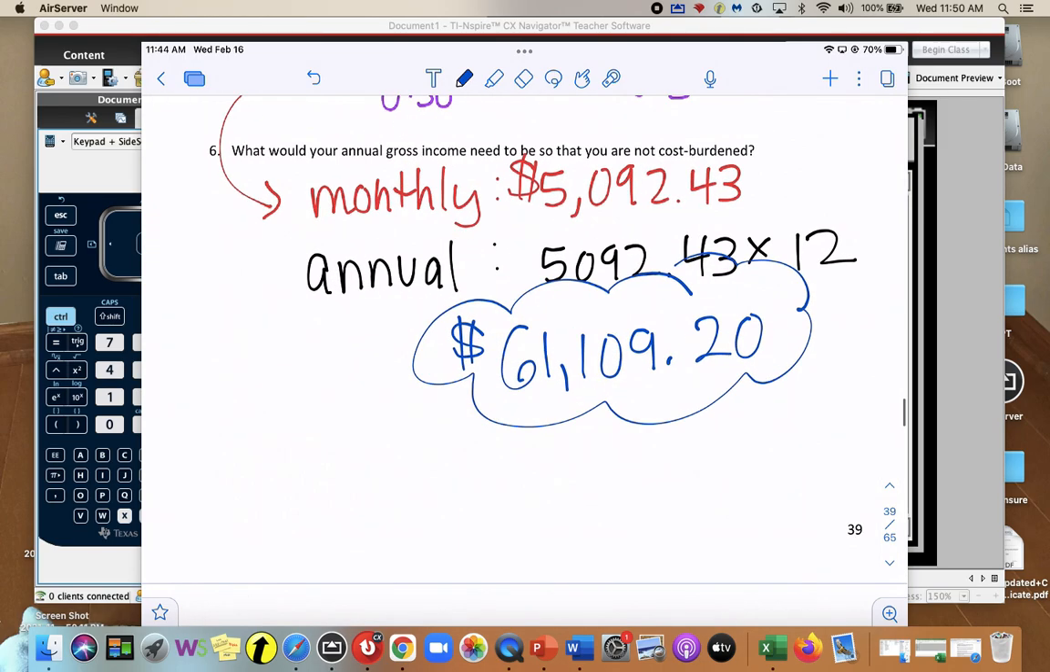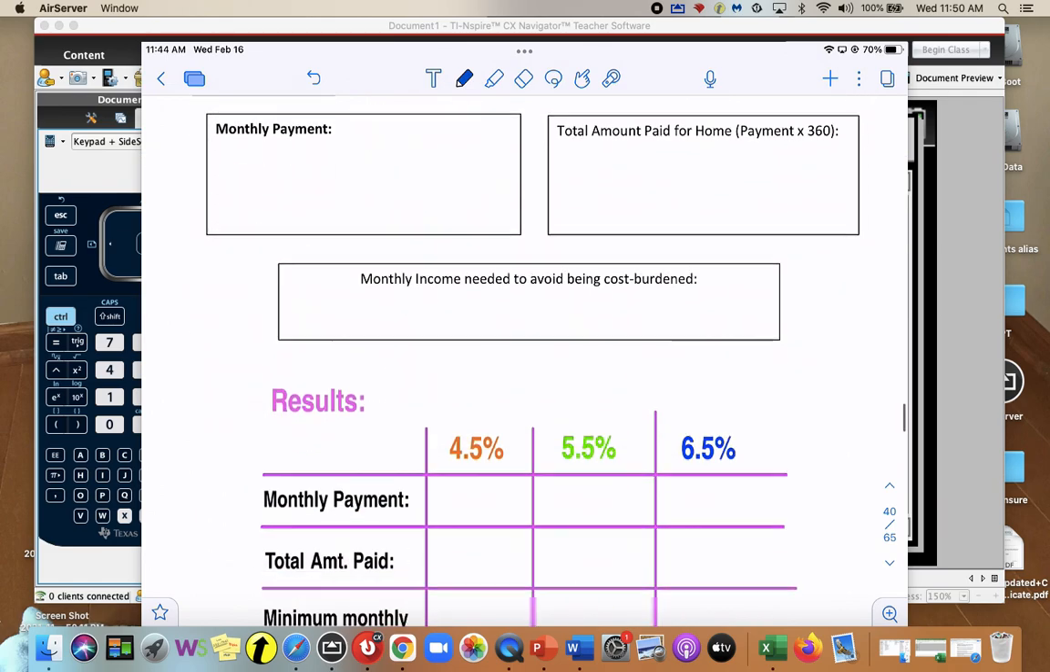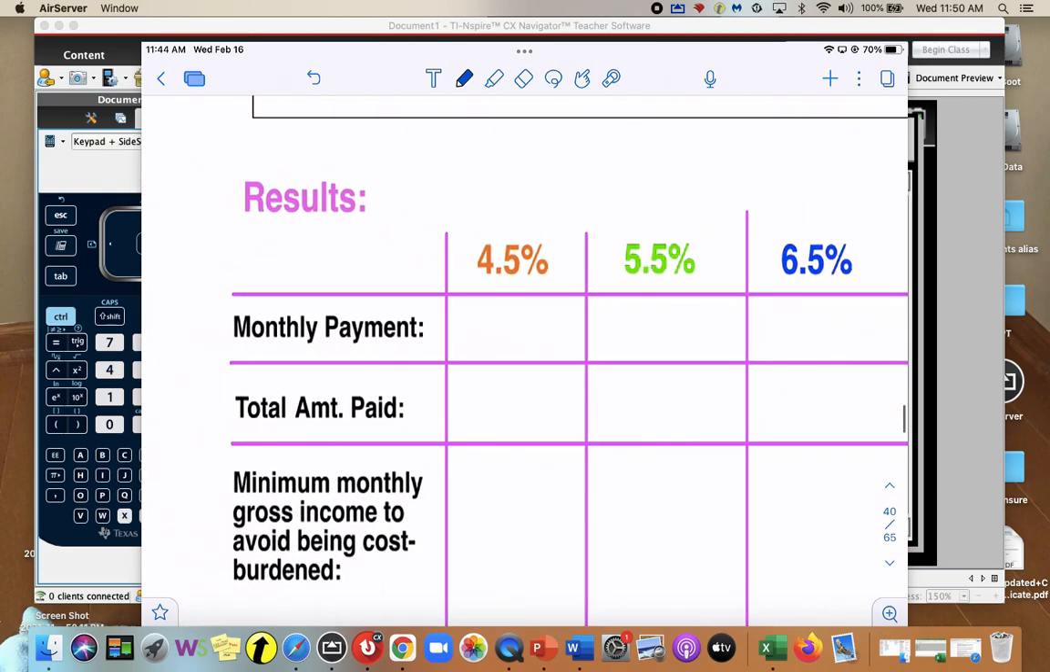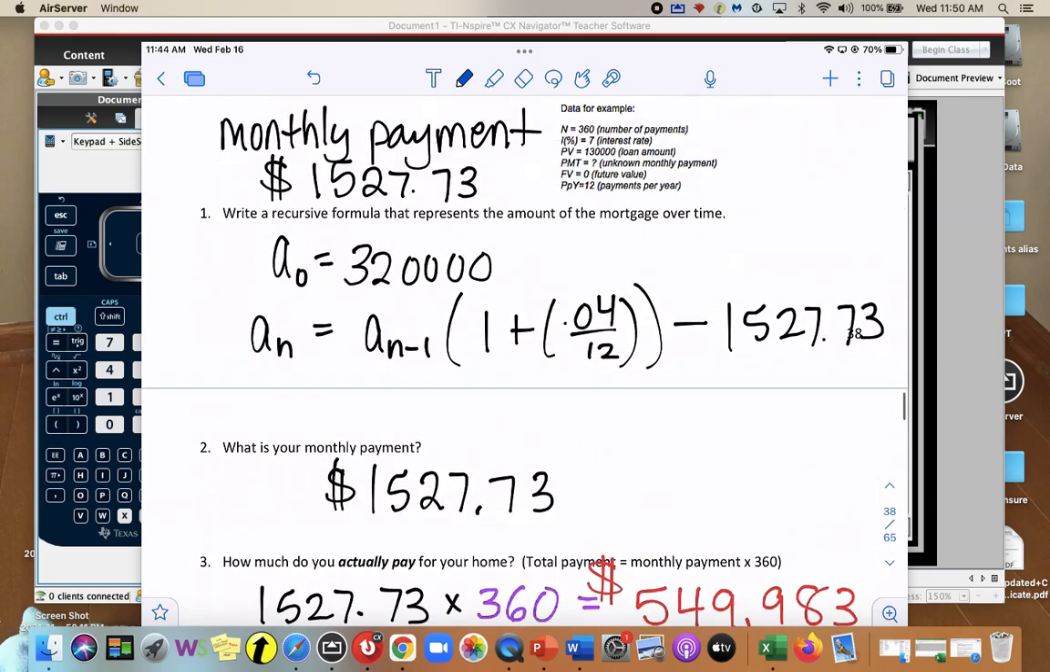So now let's take a look at our goal for today. Question: does 0.5% or 1% make that much of a difference in mortgage payments? So in class, what I'm going to do is assign you an interest rate. Let's say that you were approved for a 4.5% loan or a 5.5% or a 6.5% loan. How much money do you save if you can pay 0.5% less or even a full percent less than what other people are paying? And they base this on many things, the market, your credit score, and so on. So if you're paying 1% more than someone over the lifetime of a loan, how much more are you really paying?